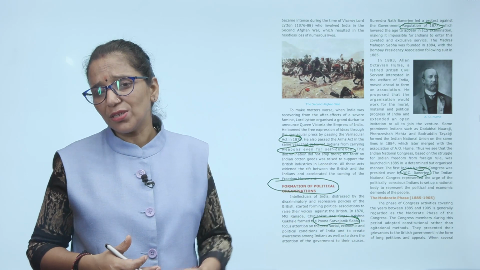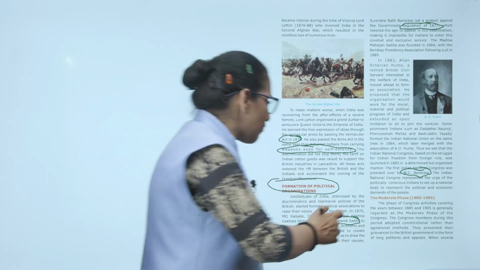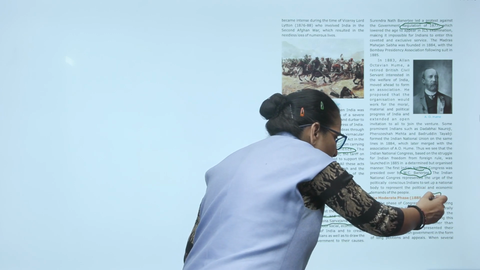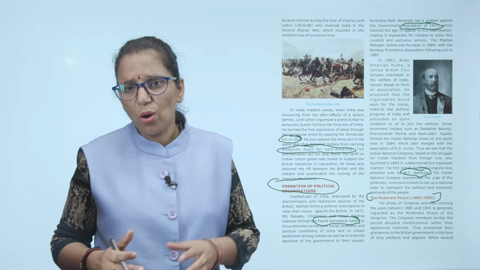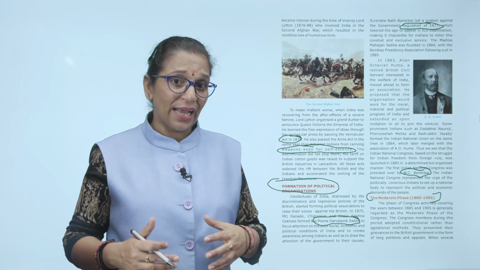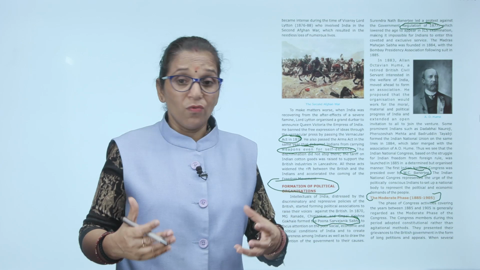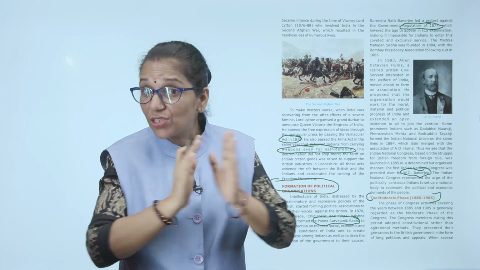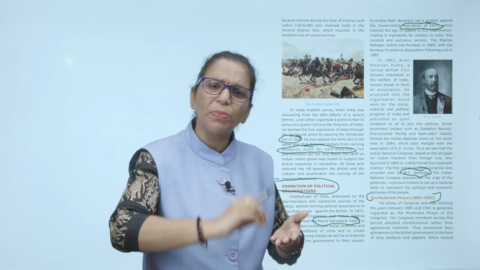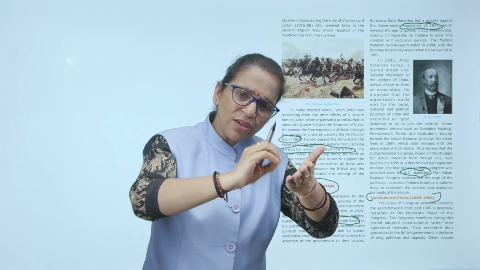Now the INC had two phases, the moderate and the radical phase. The moderate phase was from 1885 to 1905. The phase of Congress activities covering this period is generally regarded as the moderate phase, because in this period they were not aggressive, not violent. They played in a very polite manner, with not lots of agitational methods. They presented their grievances to the British government in the form of long petitions, prayers, appeals, etc. Please follow it, please fulfill it, they always requested. They always gave letters, petitions and appeals to the British government.